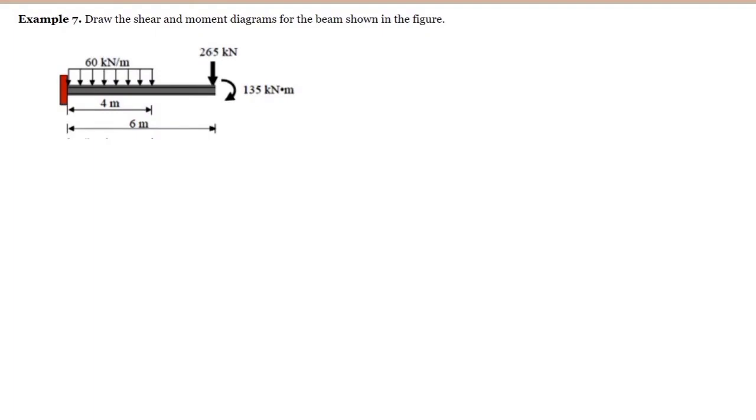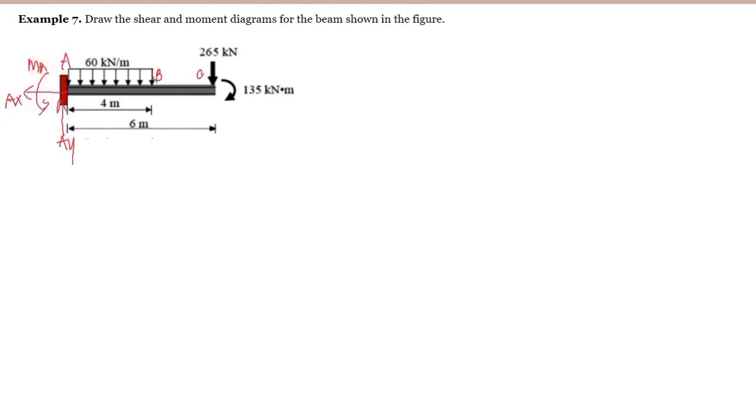Example number 7, draw the shear and moment diagram for the beam shown in the figure. For the reaction of the support, since we have here a cantilever beam, we have the vertical reaction at point A. If this is point A, and of course the end of this uniformly distributed load is point B, and this is point C. We have here the AY, AX, and of course the moment at A.